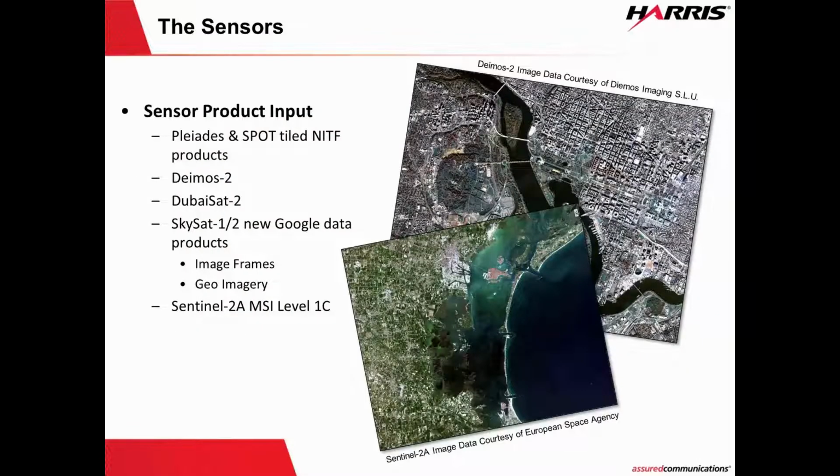All right, so with every release of ENVI, we make it a priority to ensure that we're keeping up to date with the new and emerging sensors that are out there that have been launched and where we're getting data that comes down from these satellites. We want to be sure that as soon as the data is available, we can pull it into ENVI and start working with it. So to that end, we've added support for Pleiades and SPOT imagery in native format. We also now support Deimos-2, DubaiSat-2, and SkySat products in the new Google data format.